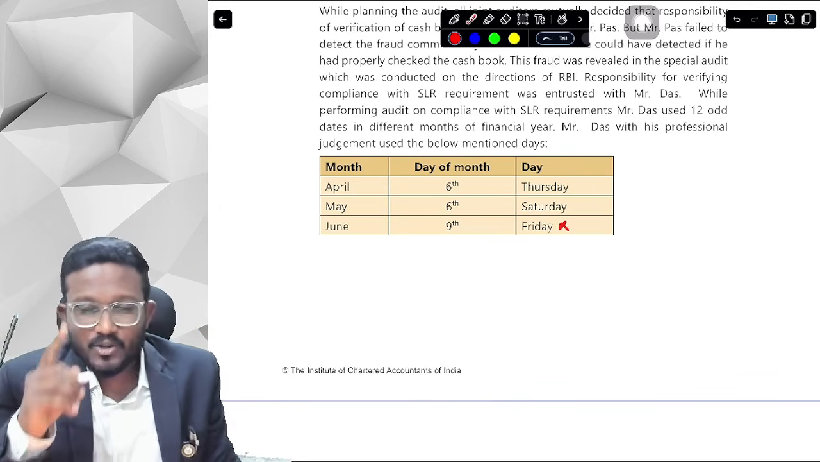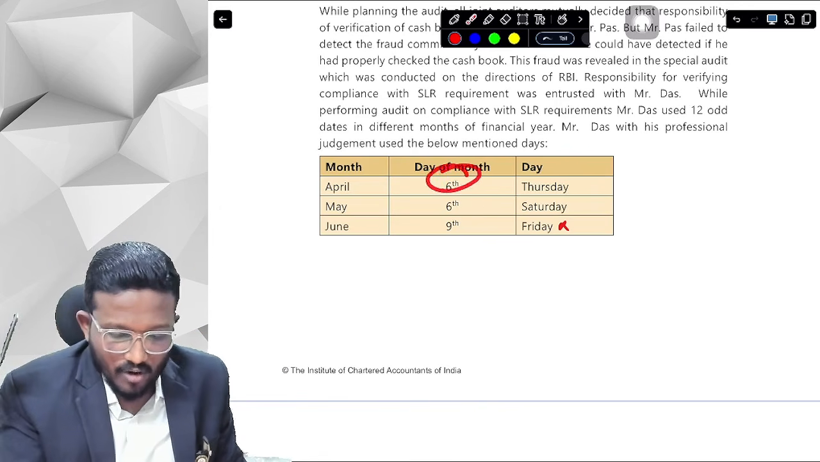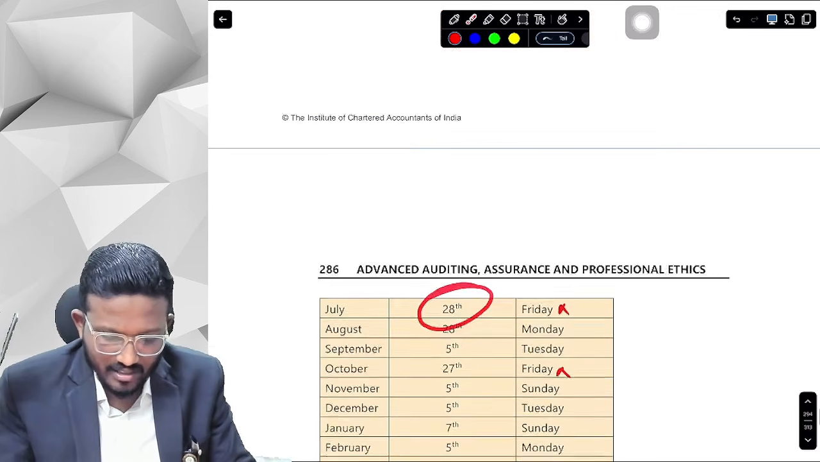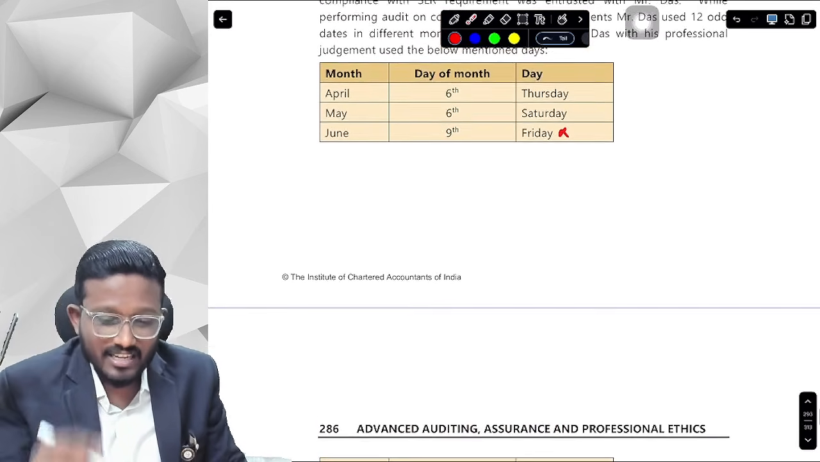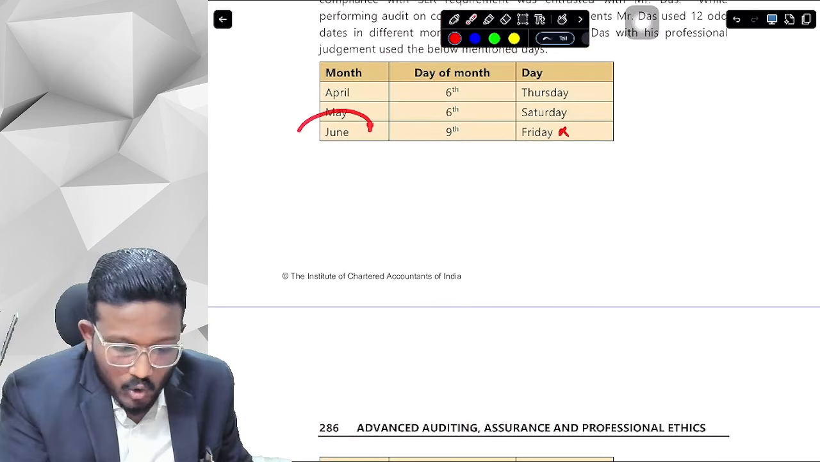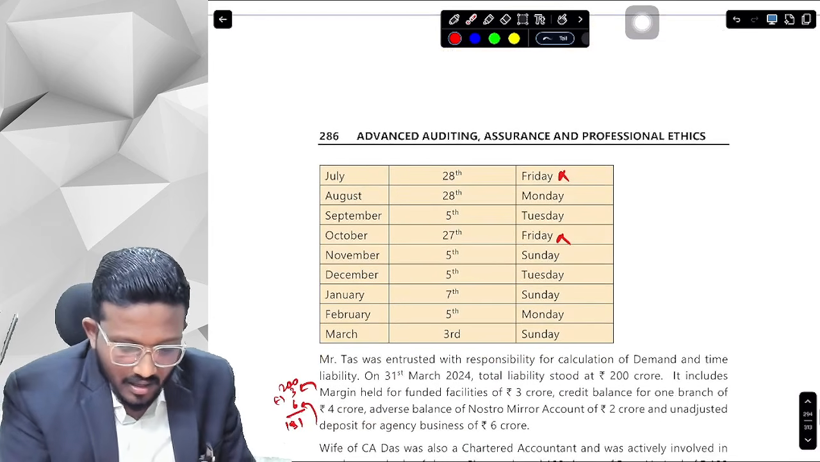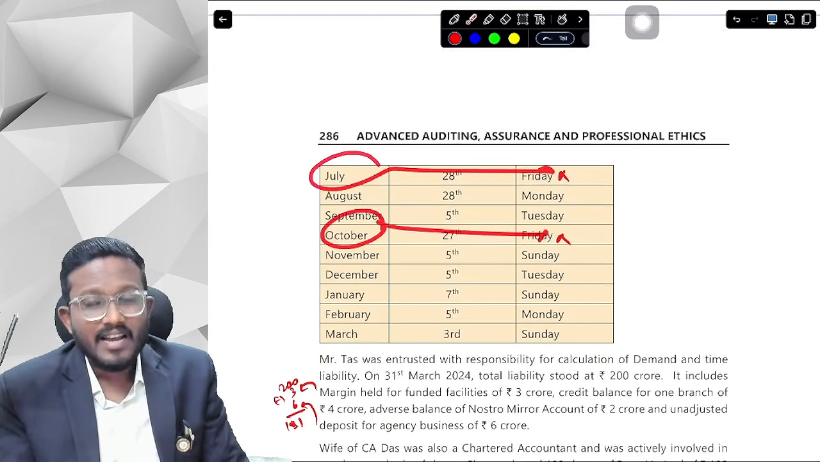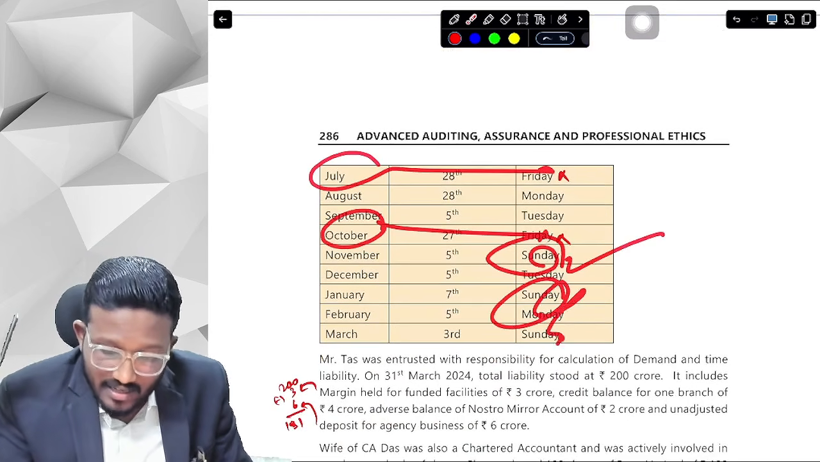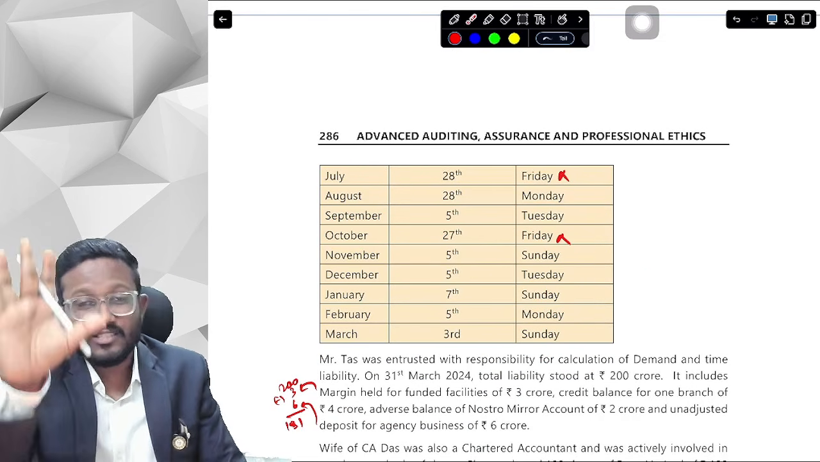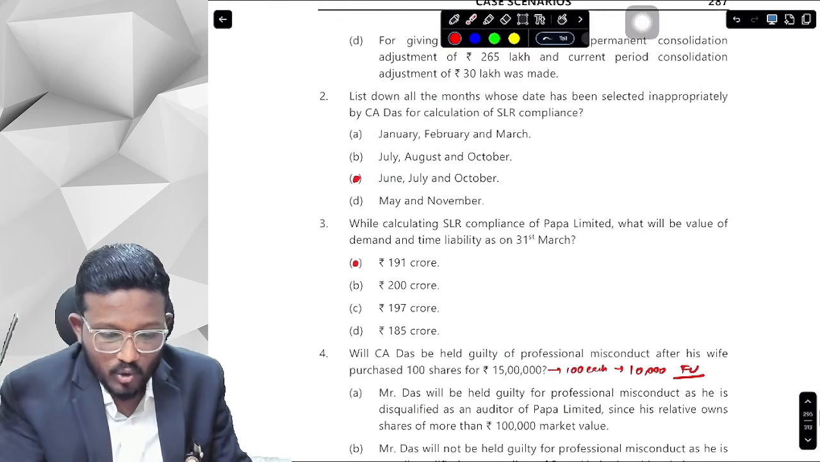Okay, yes sir. So here one day per month is taken, that is correct, but everything that is Friday is incorrect. So June month is incorrect, July is incorrect, and October is incorrect. Even Sunday is correct, but Friday is not correct. So 3 months are not correct over here: June, July, and October.